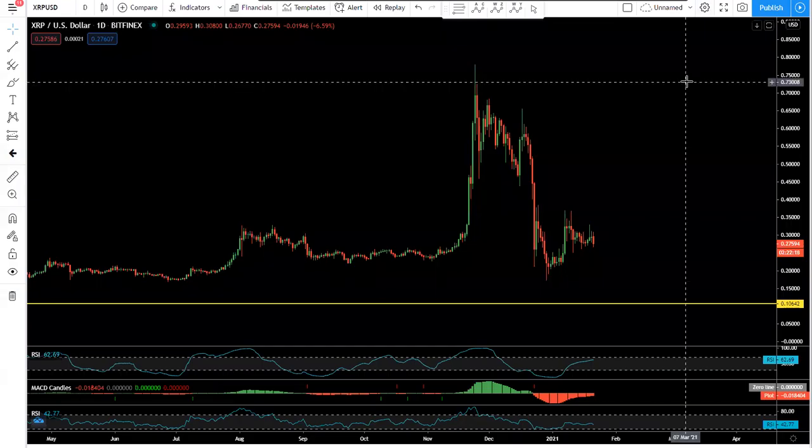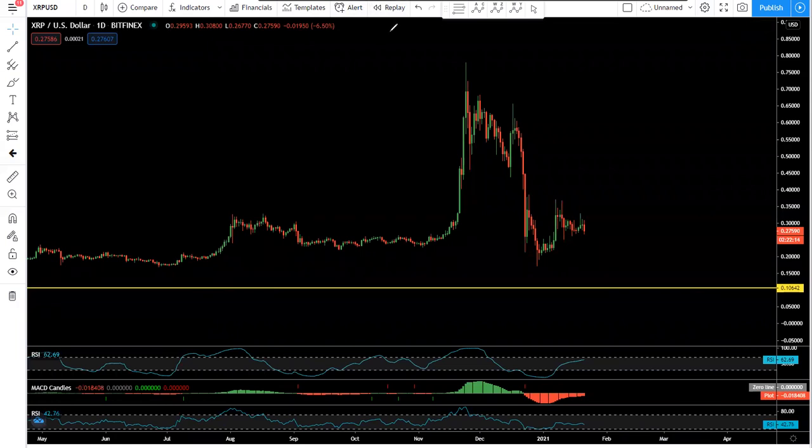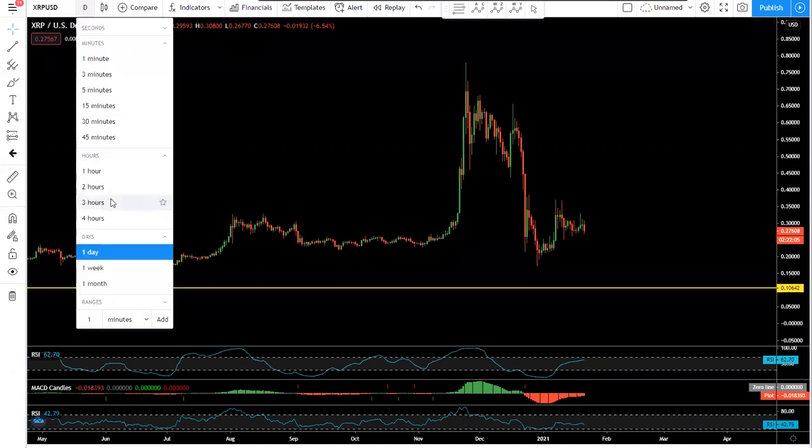XRP, we start with the daily chart. Based on the daily chart, we see there are not many changes compared to my last video analysis. The only thing is we have this correction, this move. In this case, we move to the lower time frame, then we analyze from there.